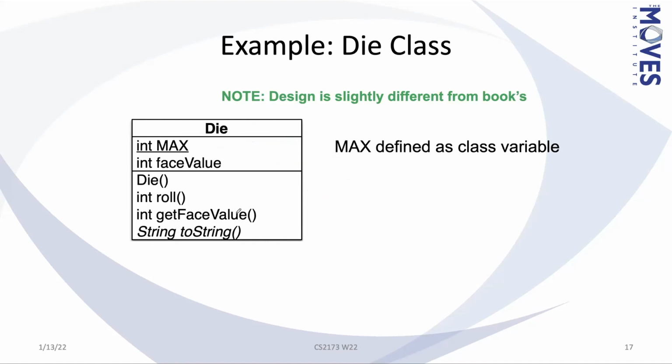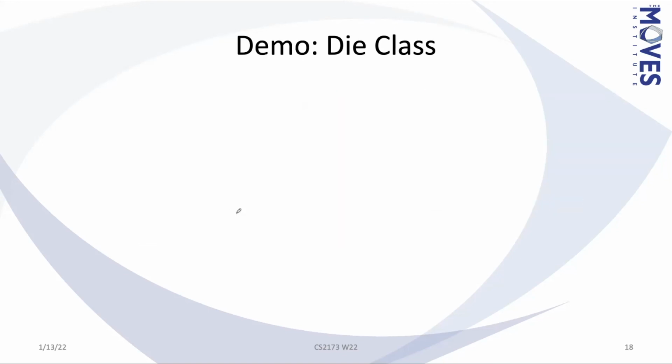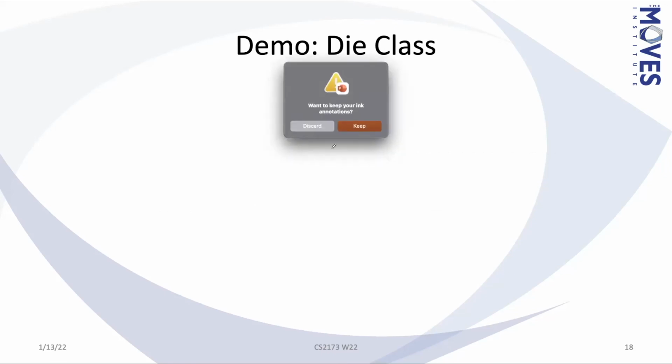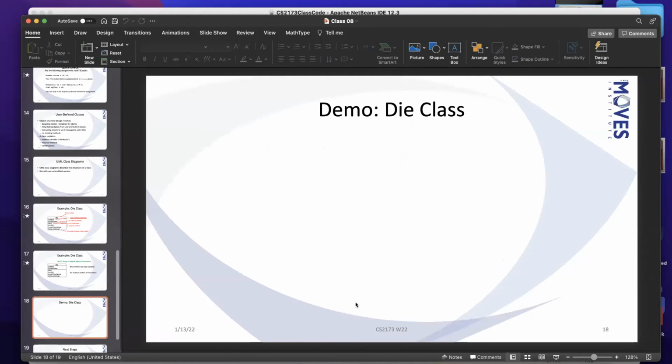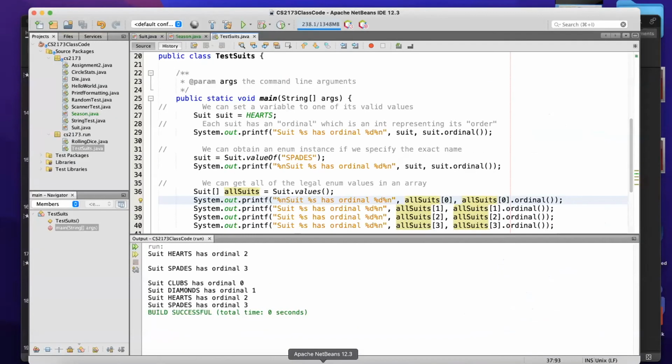In our die class, max was defined as a class variable. The book defines a mutator, or what I prefer to call a setter, for face value. What that does is allow you to set the value; if we're rolling a die, it lets me say, I don't like the value that it was, I want to set it to something else, and that is a bad design. I'm going to go over by a couple minutes just to show this to you.